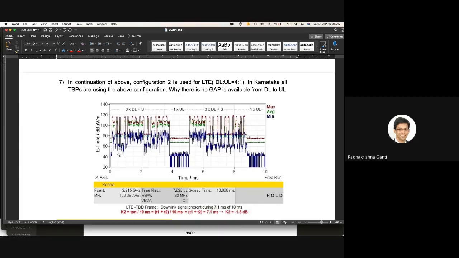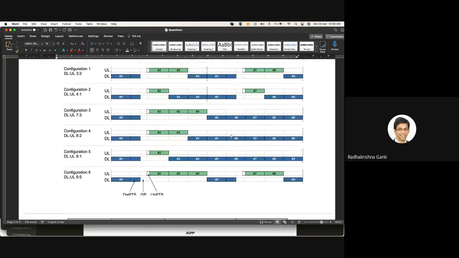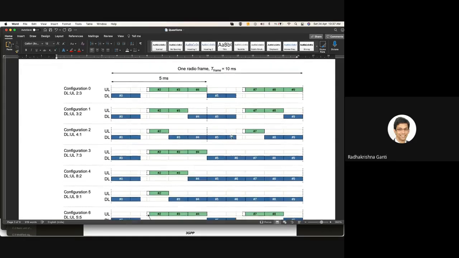The next question is, configuration 2 is used for LTE, downlink uplink ratio of 4:1. In Karnataka, all TSPs are using the above configuration. Why is there no gap available from downlink to uplink? I think you're not seeing the gap. There is a gap. So when they say 4:1, I'm just putting all the configurations for LTE. This is configuration 2 that they are using.